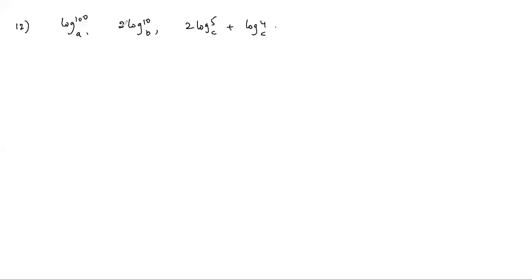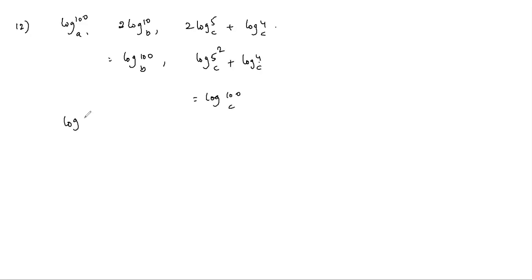You simplify this one. The 2 you take into the logarithm. So 2 log 10 base b is log 10 squared, that is log 100 base b. 2 log 5 base c means log 5 squared base c, plus log 4 base c. Log a plus log b is log ab, so 25 into 4, that is 100 into c. So what is the given condition?